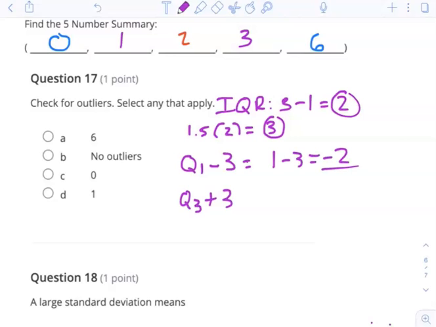That's the smallest number that we could have before we have an outlier on the bottom. Q3 plus 3 is 3 plus 3, which is 6. That's the biggest number we can have before we have an outlier. So we don't have any numbers smaller than -2. We don't have any numbers bigger than 6. So this one has no outliers.